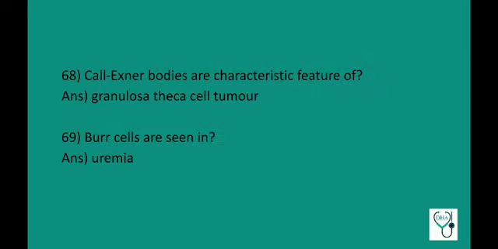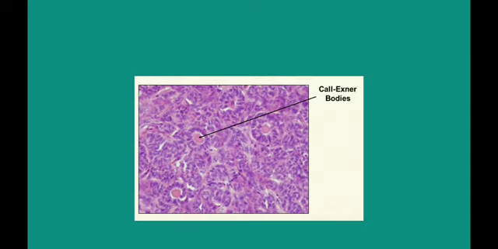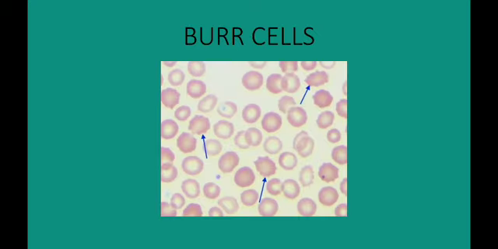Call-Exner bodies are characteristic feature of granulosa theca cell tumor. Burr cells are seen in uremia. Both these questions can be asked in an image-based format. This is an image of Call-Exner bodies, and this is an image of Burr cells.